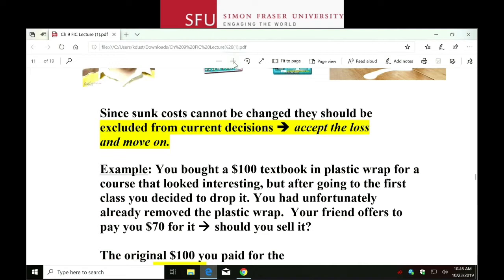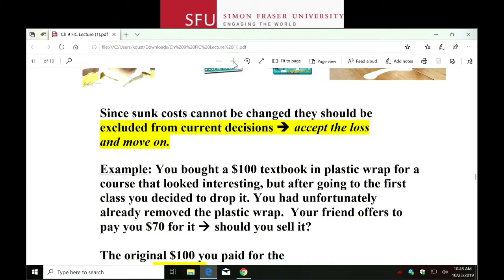So anyway, it's a book for a course that looked interesting, but after going to the first class, you decided to drop it. You had unfortunately already removed the plastic wrap, so now you're not going to get the $100 back. Your friend offers to pay you $70 for it. Should you sell it? Yeah, because what else are you going to do, right?